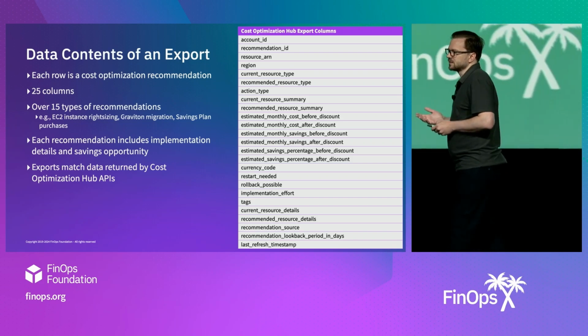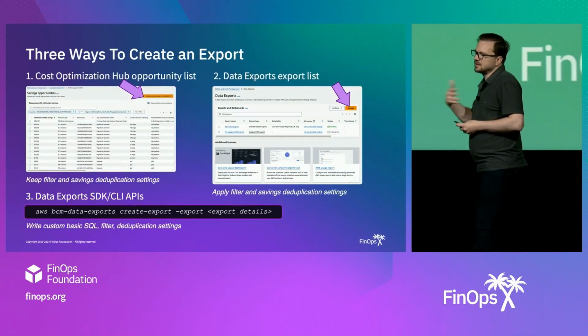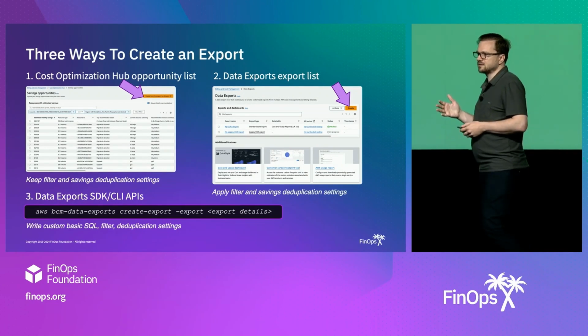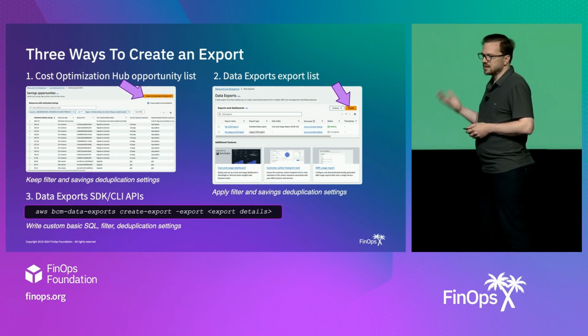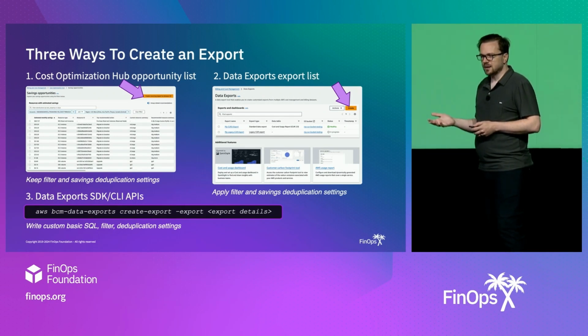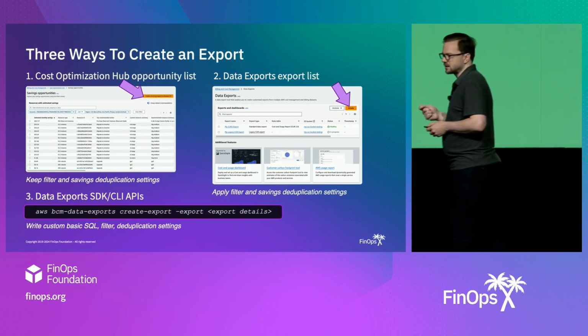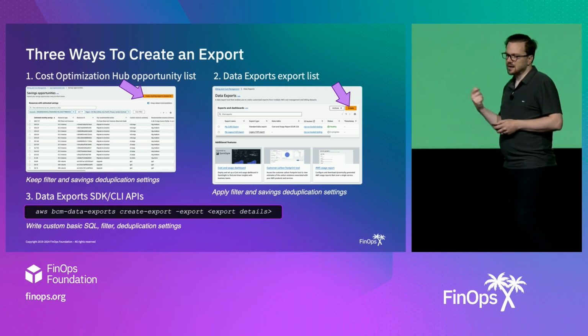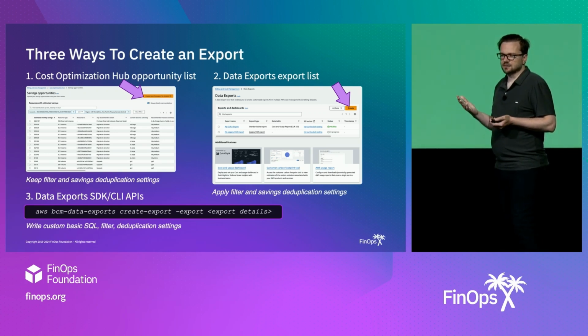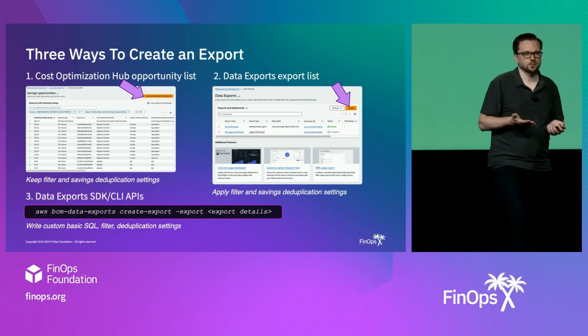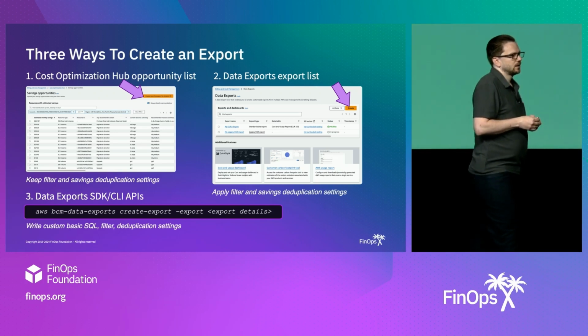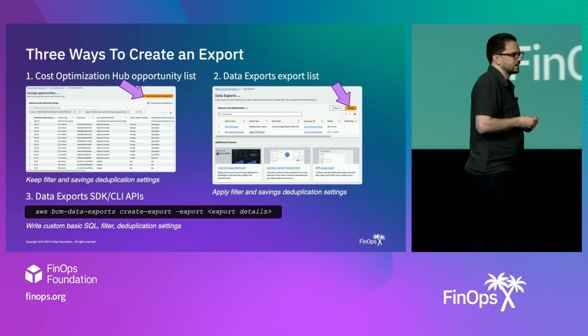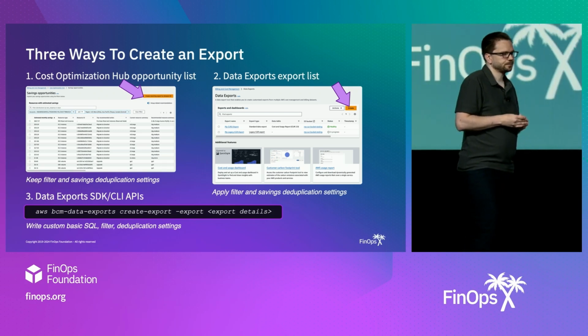So here's some of the columns. And again, it's kind of the same process as Focus 1.0. You can go to the data exports UI in the billing and cost management console. You can create a new export. You can select cost optimization hub, select your S3 location, and voila, you have a data export. You can also do this via SDK, CLI, and API.